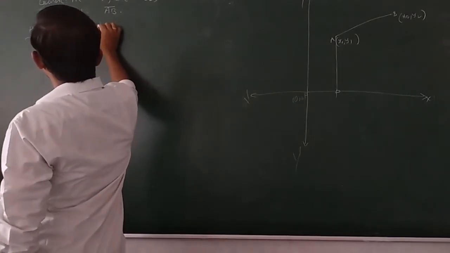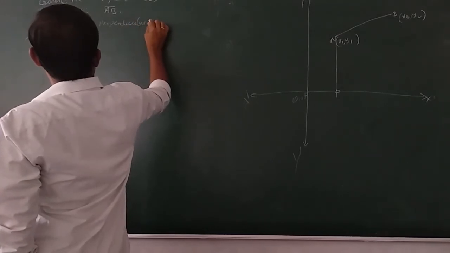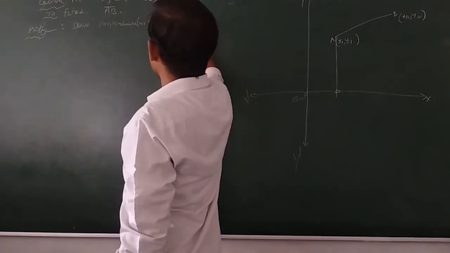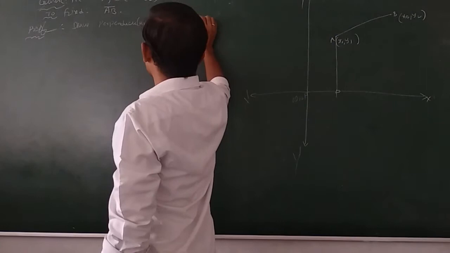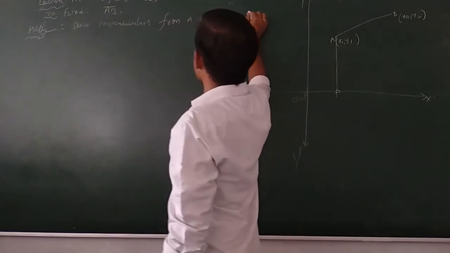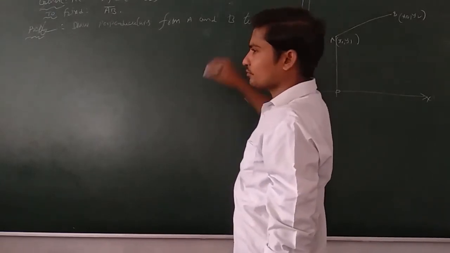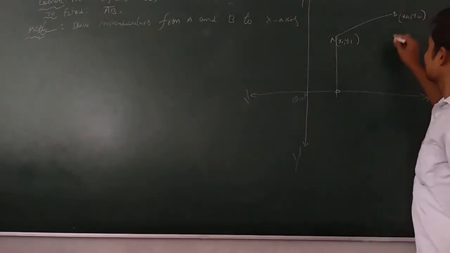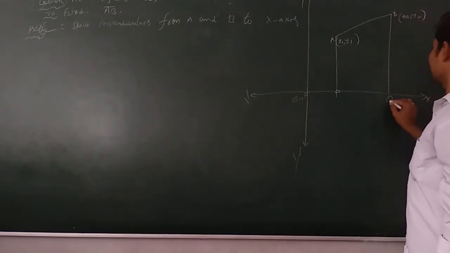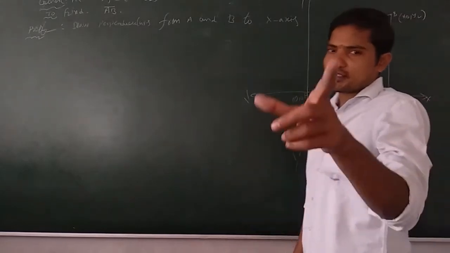Draw perpendiculars from A and B to the x-axis. Draw a perpendicular AP and BQ. Here AP is perpendicular to the x-axis and BQ is also perpendicular to the x-axis.